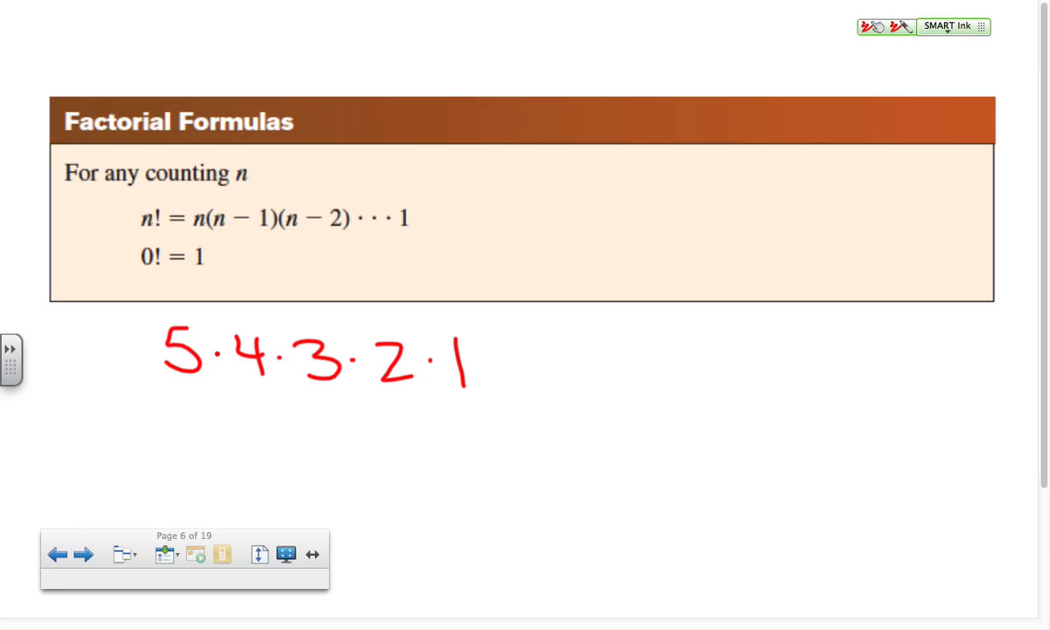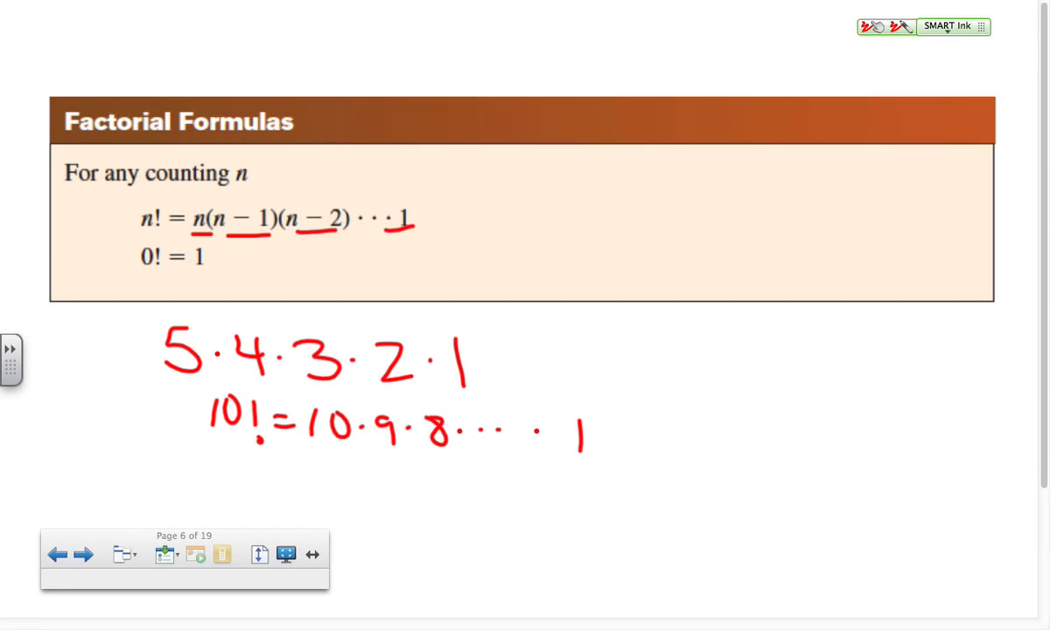Okay, and it's called factorial. It uses an exclamation point. So if I say 10 factorial, that is 10 times 9 times 8 all the way down to 1. This is the formula, n times (n minus 1). It's basically saying the first number times the number right beneath it, times the number right beneath that, all the way down to 1. So if n were 20, it would be 20 times 19 times 18 and so forth.